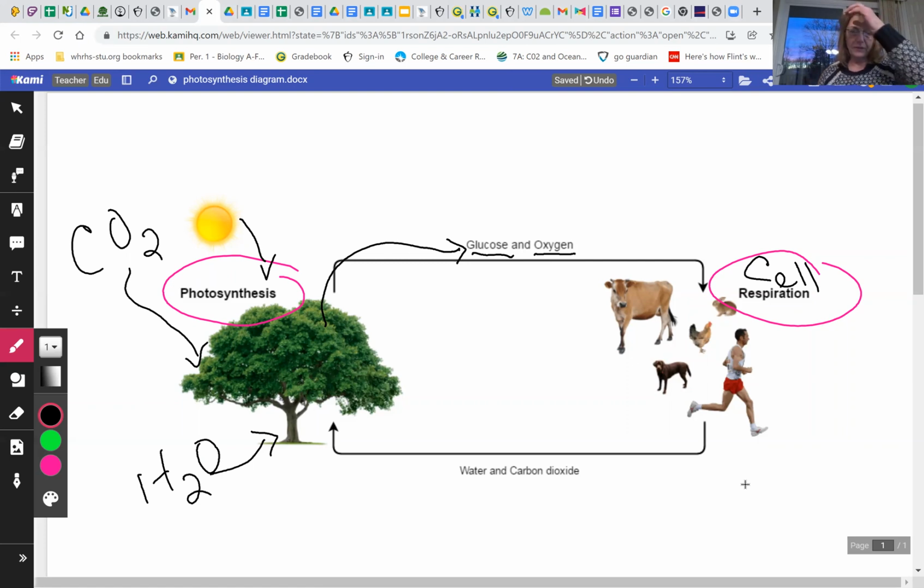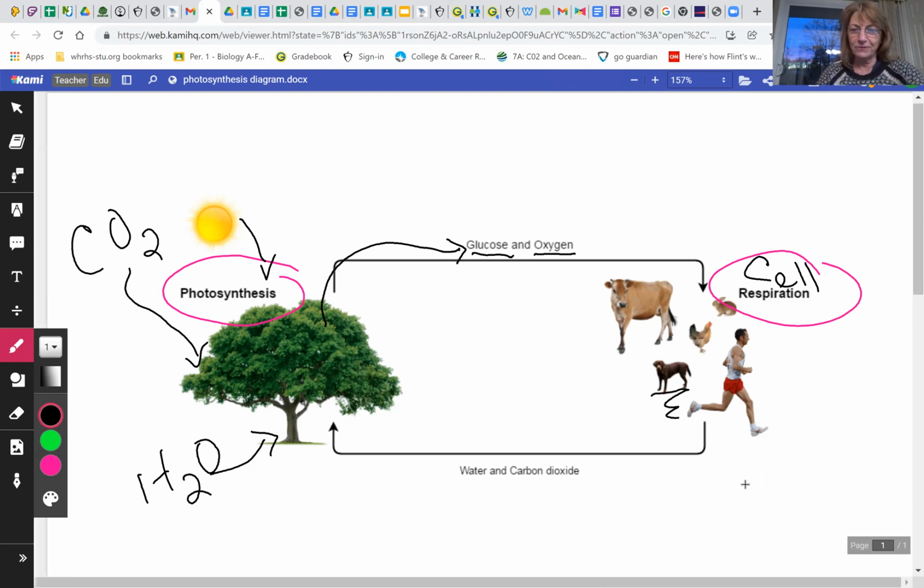And all of us organisms who require oxygen for survival are going to be able to inhale it. So we have a group of things. We have a cow, a dog, chicken, rabbit, human.